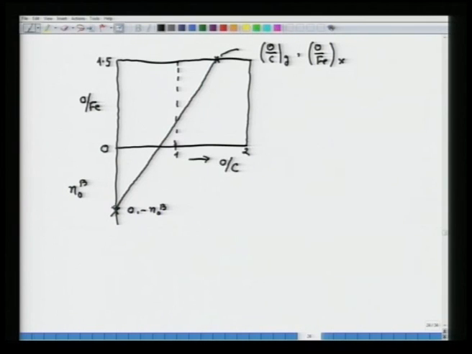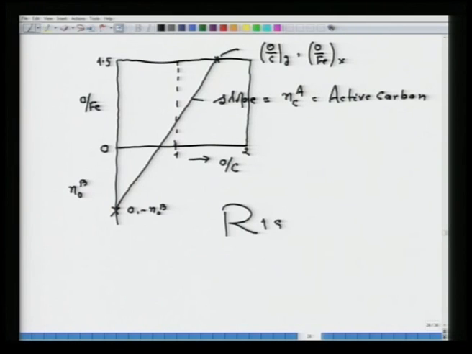So, this particular line is the slope of the plot, y2 minus y1 is equal to m into x2 minus x1, and the slope tells you n_CA. And what is n_CA? n_CA is the active carbon, that is the carbon which has reacted with the oxygen of the blast. So, that is called the Rist diagram.